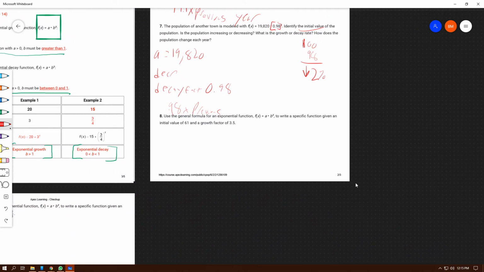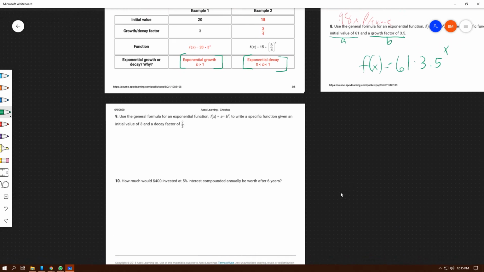Okay, so use the general form of an exponential function to write a specific function given an initial value of 61. The initial value tells me is A. The growth factor is B. So the formula is just going to be 61 times 3.5 to the x. And I guess we should add the function notation at the front. That's all they want. The initial value is A, the growth factor is B. We just plug it right in. There's only two variables. Perfect.